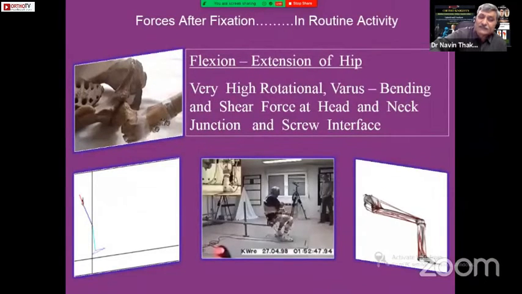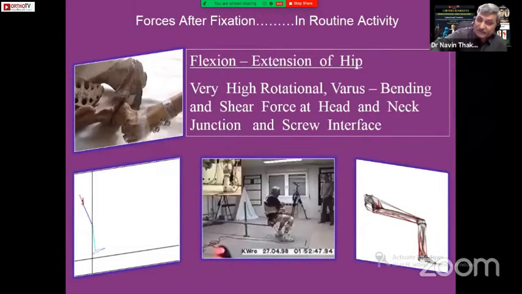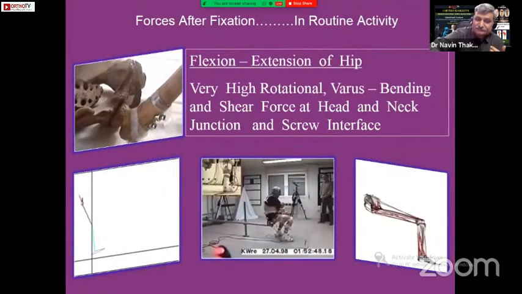No issue, sir. So there are forces of flexion and extension. There are very high rotational, varus, bending and shear forces. It is not only that the lateral wall is important as a tension band. It prevents the varus also, and it gives rotational stability to the screws, because the screws only in the proximal fragment through the nail hole do not give that much rotational stability when the lateral wall is intact. So the lateral wall gives stability also.